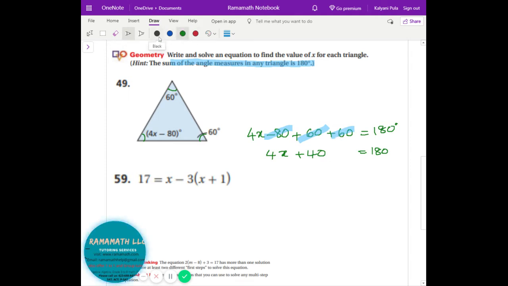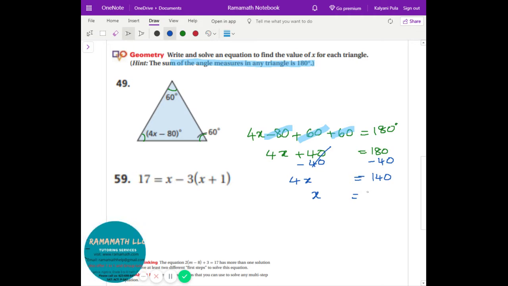Now once you have that, we're going to do the inverse operations. Take away 40 on both sides. The same steps. So I'm going to get 4x equals 140. So x equals 140 divided by 4. What are we going to get? Osha, what do you get?